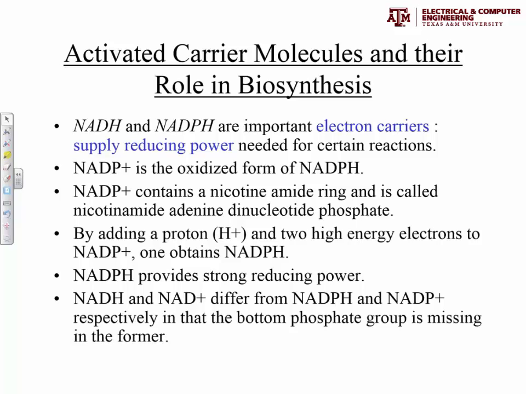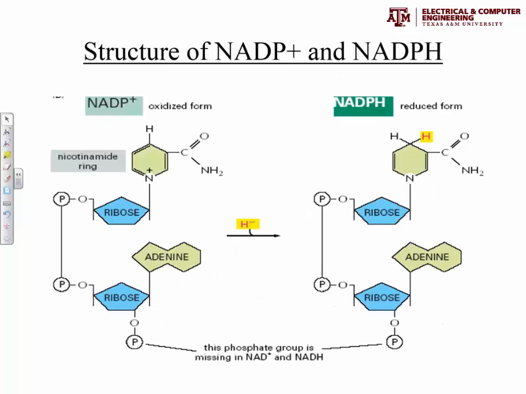Now, another activated carrier molecule in the cell is what is referred to as NADH and NADPH. Let me go to the diagram on the next slide, because I think all this textual stuff is best explained after looking at the diagram. So this is the structure. In this diagram, you see the structure of NADP plus and NADPH.